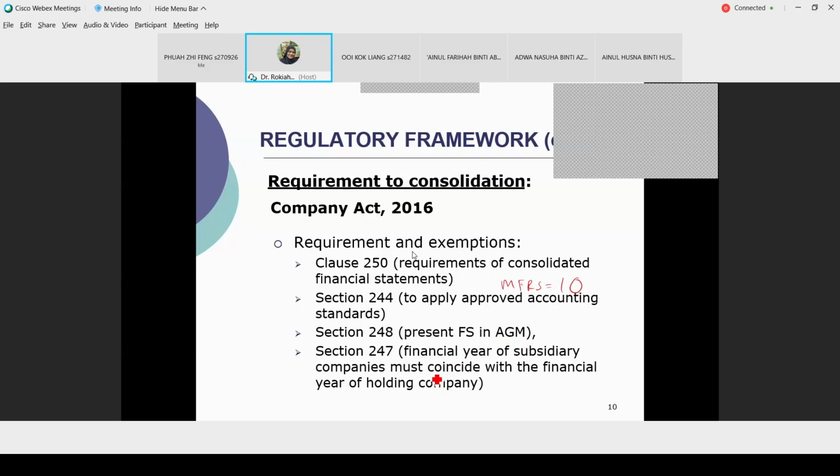Section 247, this one is important. The financial year of the subsidiary must coincide with the financial year of the holding company, or the parent company. Let's say the parent's financial year end is 31st December. The subsidiary must also have the same financial year end as the parent. Why? Because we need to prepare a consolidation. We need to consolidate the information between parent and subsidiary. It's a must for the subsidiary's financial year end to be the same date as the parent's financial year end.